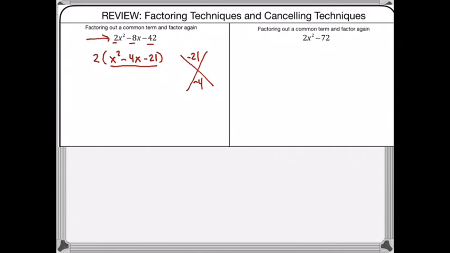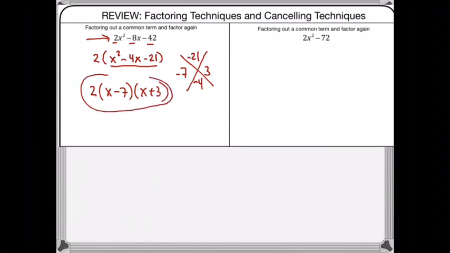And it appears that that is going to give us a negative 7 and a positive 3. So I know that I got 2, and that's going to go x minus 7 and x plus 3. So again, that's really important that we're able to break things down that have multiple parts.